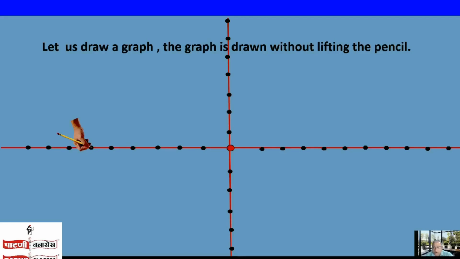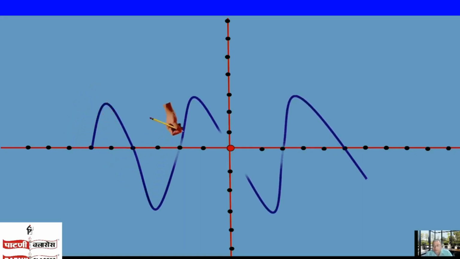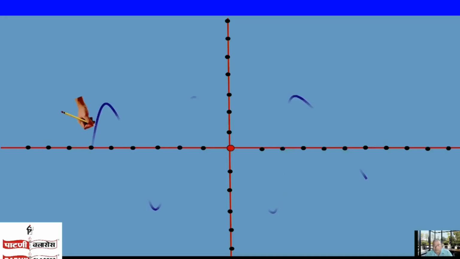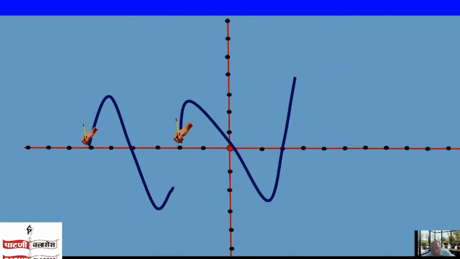Let us see the following graph. Let us see how the following graph is drawn. The following graph is drawn without lifting the pen off the paper. See once again. Let us see another graph.